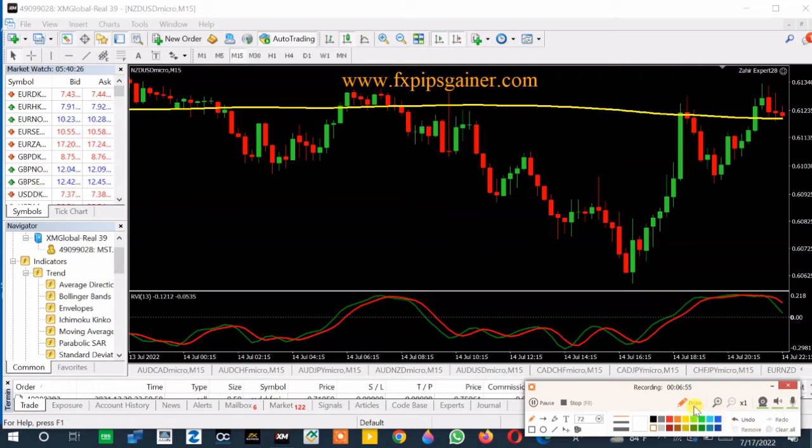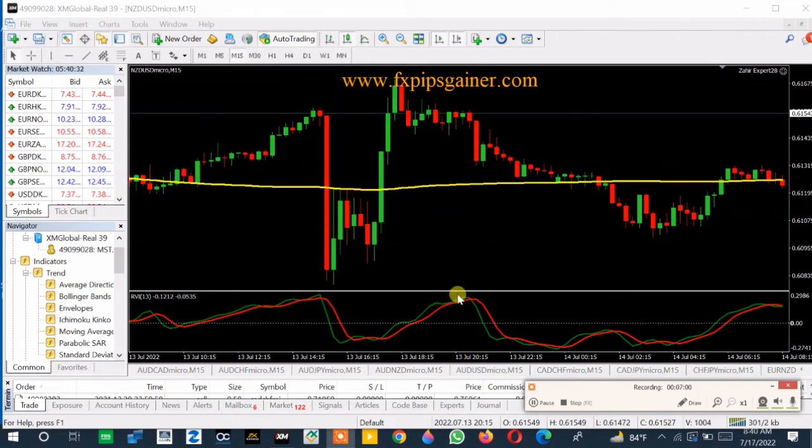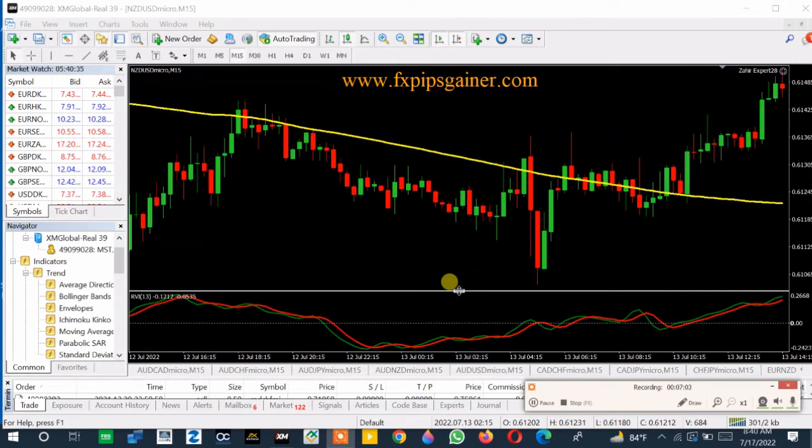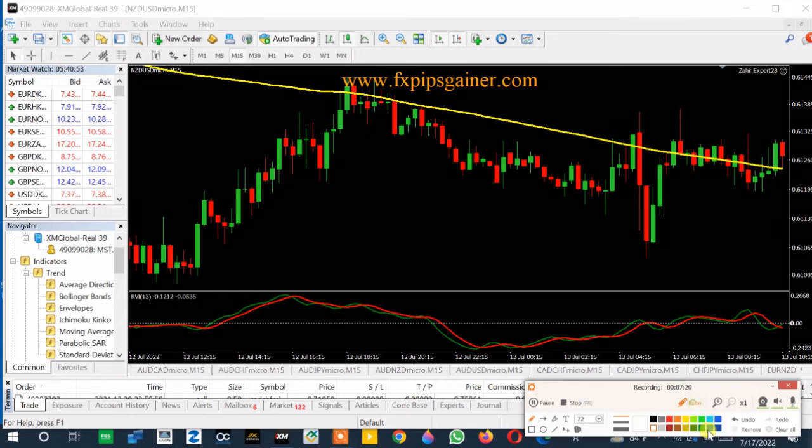By this way, we can take entry and exit. When exiting, it's easy. We can exit near the support or resistance area, or when RVI goes to the oversold or overbought area. Here is another sell signal. It's near the 200 EMA, so it is a good sell opportunity for us.